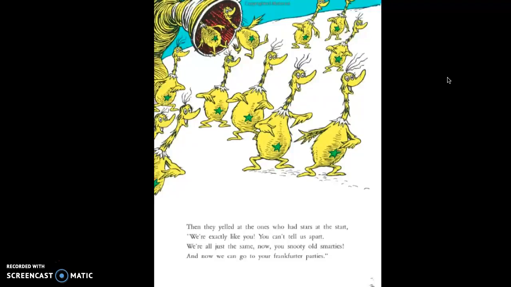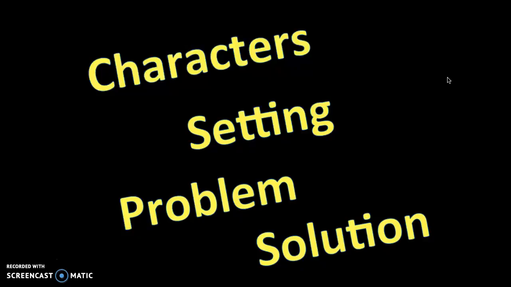So it looks like we were right. They got stars on their bellies from that car. And now instead of being sad, they were happy and felt like they were just the same as the others. Remember, details help to tell more about characters, setting, problem, and solution.